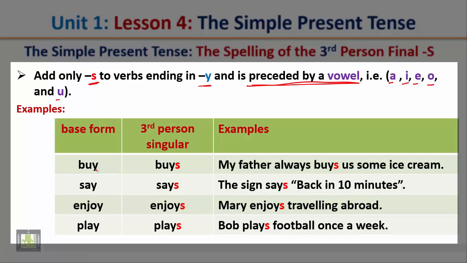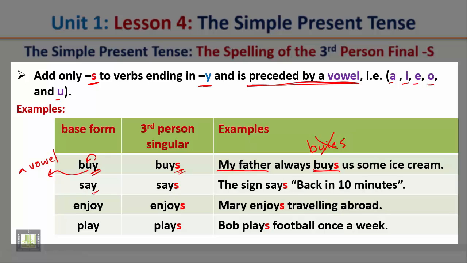Buy. Notice here, this verb ends in y, but y is preceded by a vowel. This is a vowel. Okay, this is a vowel letter. So we add only s. Okay, don't delete the y. Keep the y and add only s. Example, my father always buys us some ice cream. My father is a singular noun, so we need to add s to the verb. Okay, so don't delete the y. If you delete the y, then this will be incorrect. This is incorrect. Add only s.